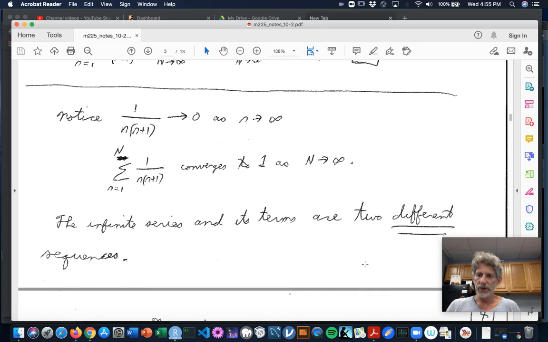I want you to notice that there really are two different things going on here. The sequence itself is converging to 0 as n goes to infinity. The infinite series, being a sequence of partial sums, is doing something else. It is converging to 1. The infinite series is one kind of sequence of partial sums. The terms of it are another kind of sequence. They do two totally different things.